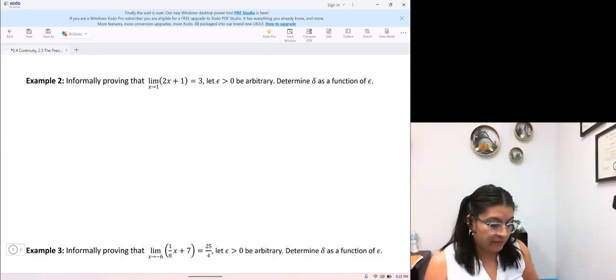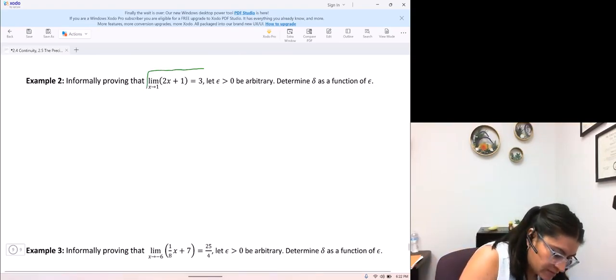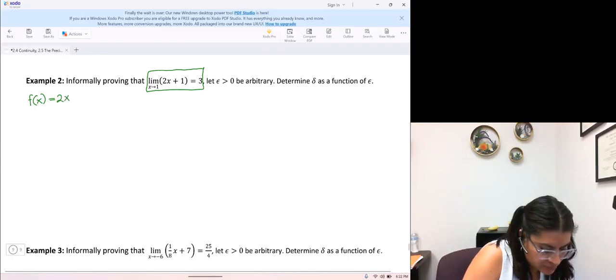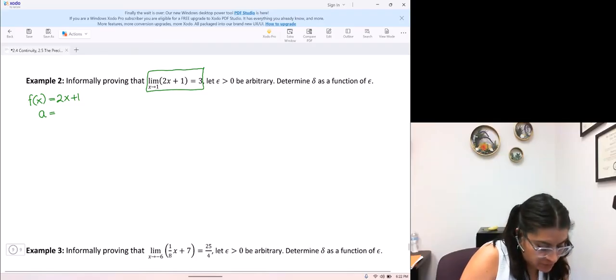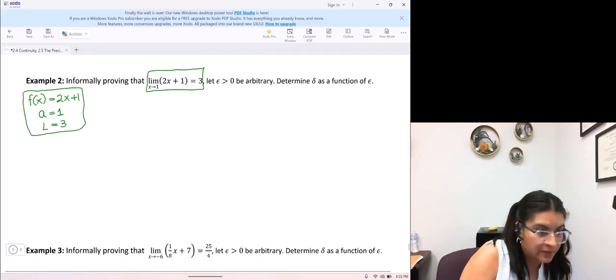First, let's identify everything that is provided for us. So just this portion here is telling us a lot of things that we need to know. For instance, the function itself is 2x plus 1. A is the x value that we're approaching, so that is 1. And L, that's the limit, is 3. So these are things that we need to know. And so this is how we're going to set it up.